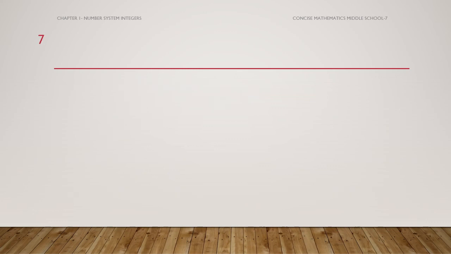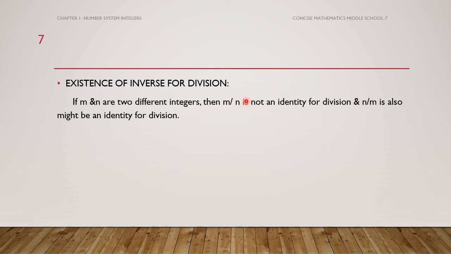Okay, let's move on to the last but not the least, that is existence of inverse for division. If m and n are two different integers, then m by n is not an identity for division. Here also you can assume some values, and here also it does not satisfy m by n and n by m. You won't get the same value if you substitute any value in this one and this one. I hope you understood.